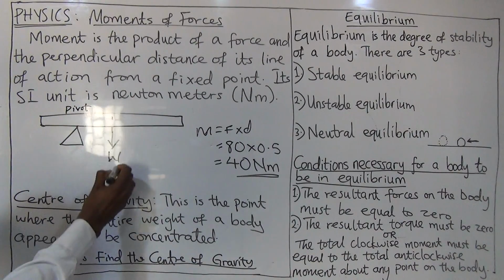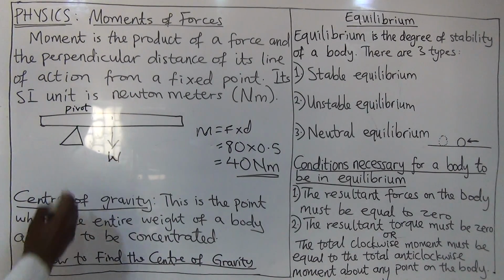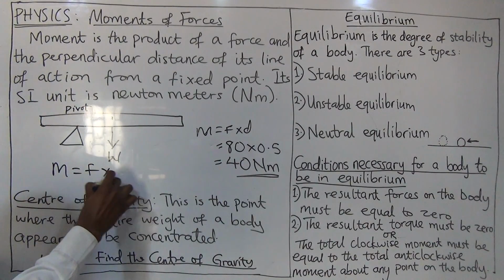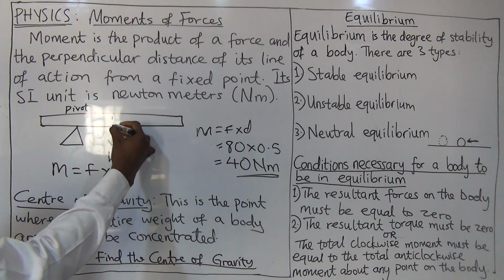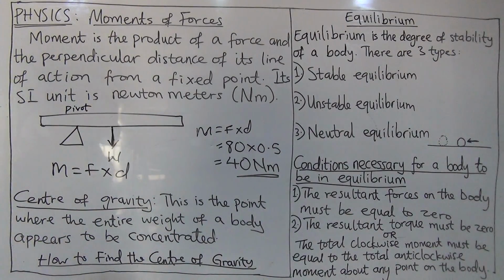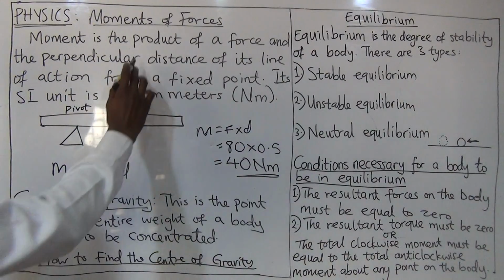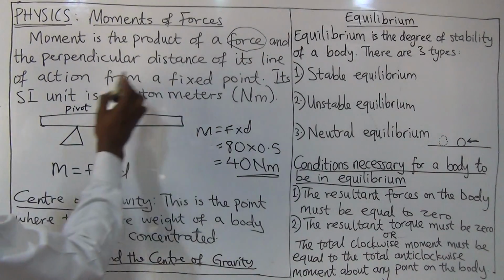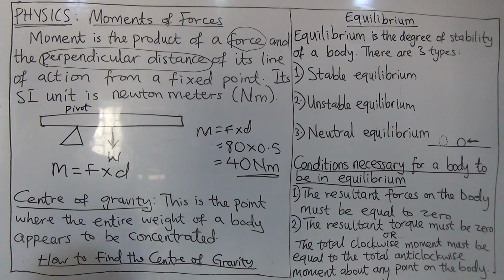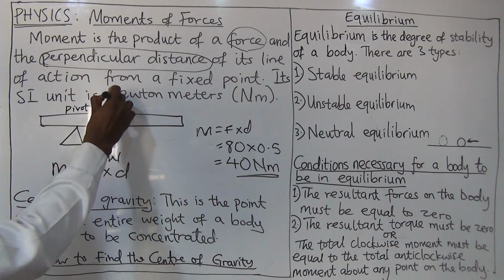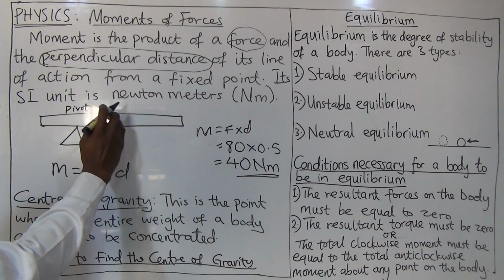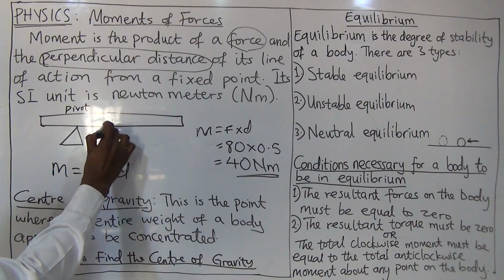Now, if the pivot is here and the weight is here, then there is a moment, and that moment is equal to the force multiplied by the distance between where this force is applied and the pivot, from the definition of moment. It is the product of a force and what? The perpendicular distance of its line of action. So this is the line of action of this force. It's acting along this line. Okay, so we have our force, and the force is equal to the weight.